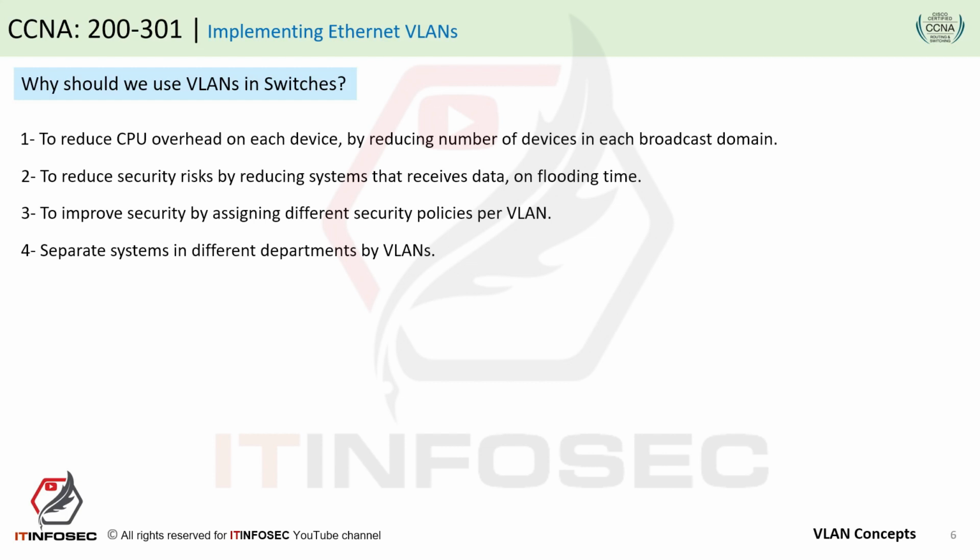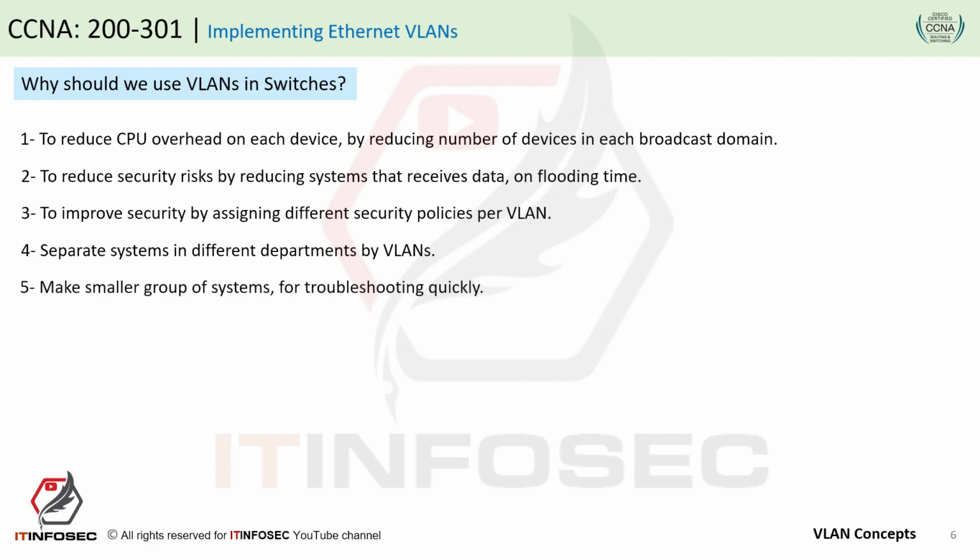The fourth reason is separating systems in different departments by VLANs. I told about that. When you have, for example, a building with several departments, and you divide your computers per department, it is very easily manageable for defining each policy, controlling, and defining any management implementation items by the VLAN, by the computers separated by VLANs.